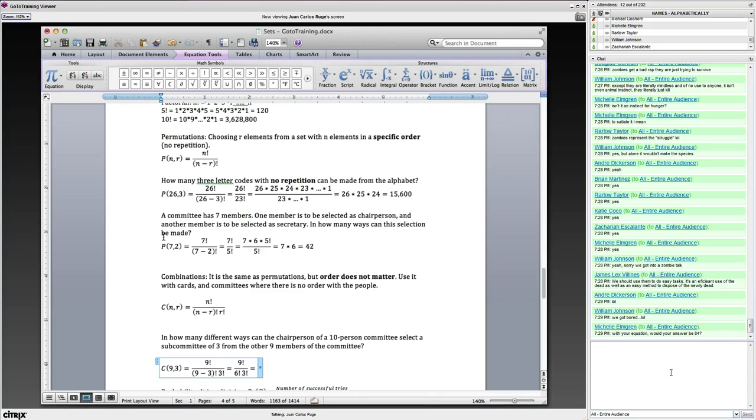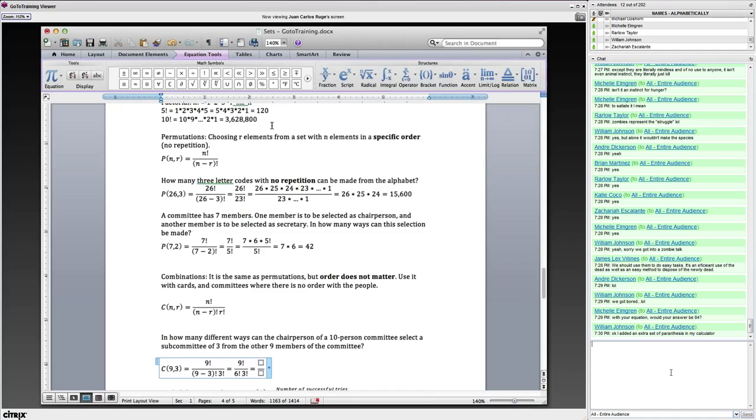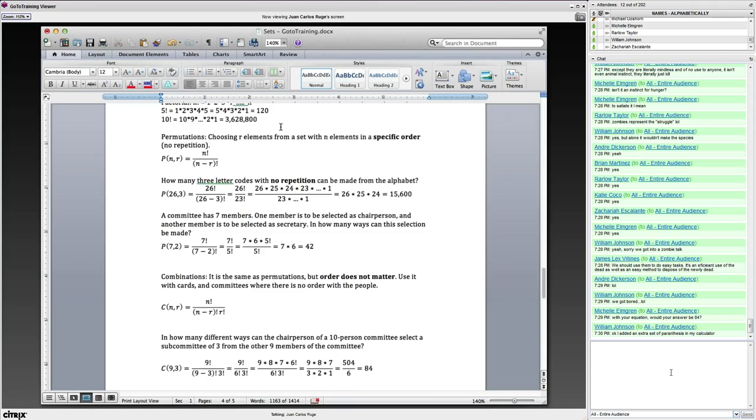Now, I'm going to simplify. I'm going to say that on top is going to be 9 times 8 times 7 times 6 factorial divided by, oh no, I shouldn't do that. Actually, I have to change here. That's good, William, just to make sure that you don't make mistakes. So there's going to be 9 times 8 times 7 times 6 factorial over 6 factorial, 3 factorial. I'm going to cancel the 6 factorial. So this is 9 times 8 times 7 over 3 times 2 times 1. On top, we have 504 divided by 6, which is 84. Okay, guys, questions about counting techniques?